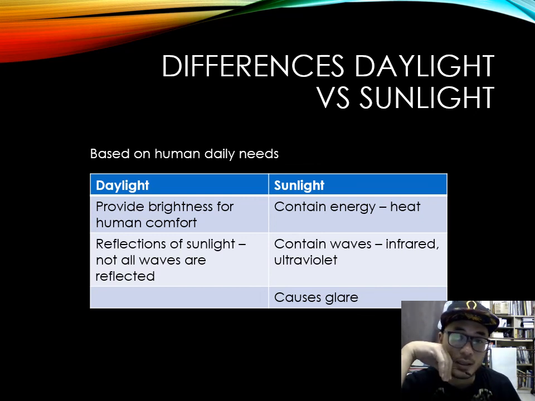Sunlight also contains waves. They are infrared and ultraviolet. These two waves are invisible. However, sunlight also has visible waves, which are the colors that you can see in rainbows. And sunlight also causes glare at certain angles at any time. We already talked about it just now. So what we learned today is only about daylight and sunlight.